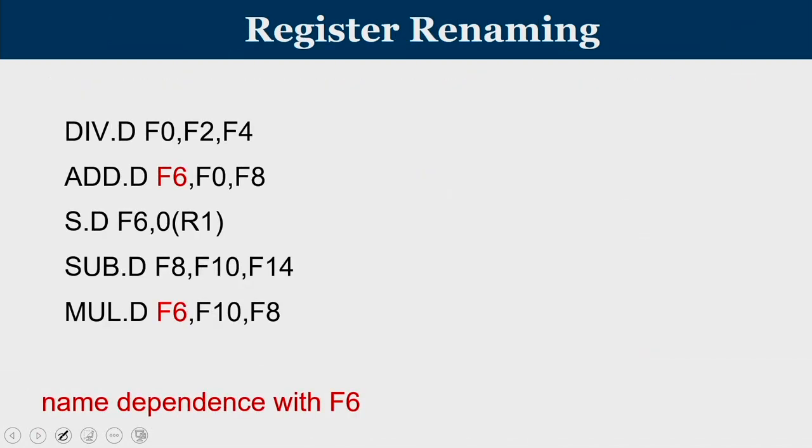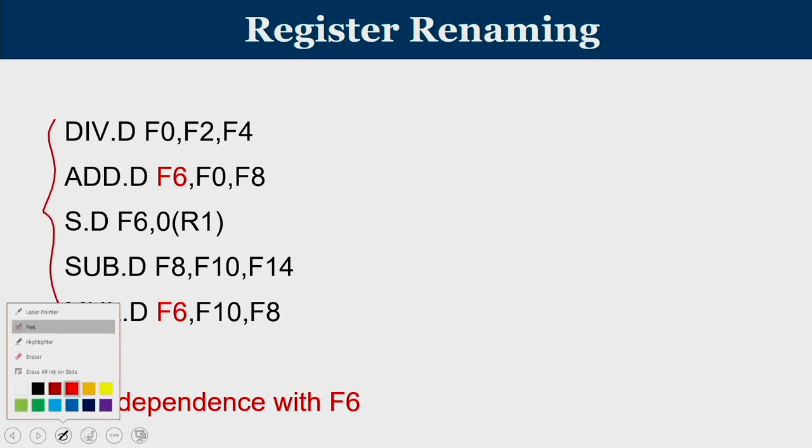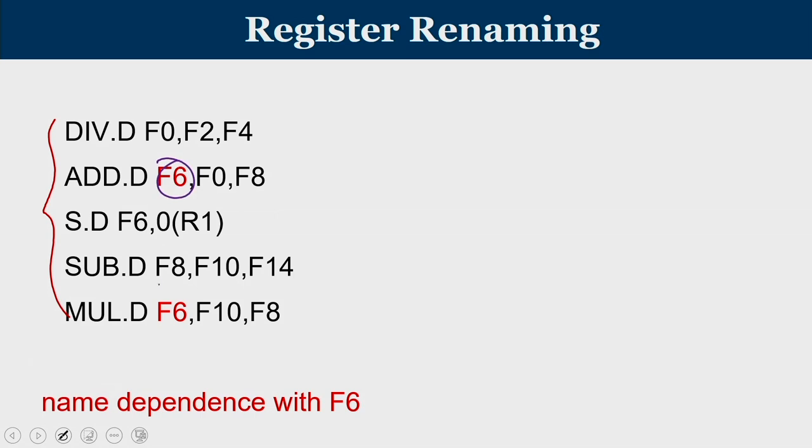Now, we will see how register renaming is done. Consider a sequence of program instructions wherein your add is going to write into F6 and multiplication is also going to write into F6. Now look at the sequence of the program. There is a dependency on the division because of this F0 dependency. Because of that, this add is going to wait. And then we are supposed to store the value. Since the value of F6 is not available, I cannot even perform the store.